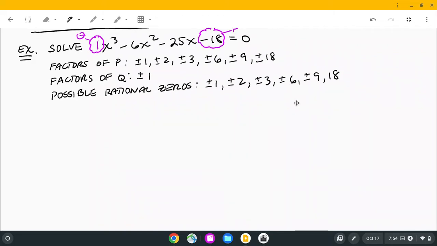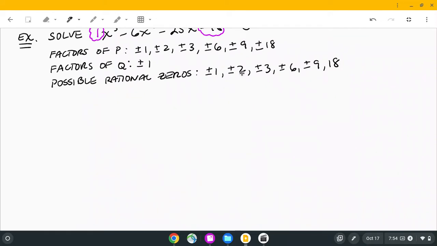Okay. And you can either just go in order and give it a try, or if you're like, ooh, I think 6 is the right answer, then you can start with 6. Either way, your goal is to try to find at least 1 zero, and then you can find the others. Okay. All right. So I'm going to go in order. I'll start with 1 and then -1, 2 and then -2, 3 and then -3. Okay, so starting with 1, x equals 1.